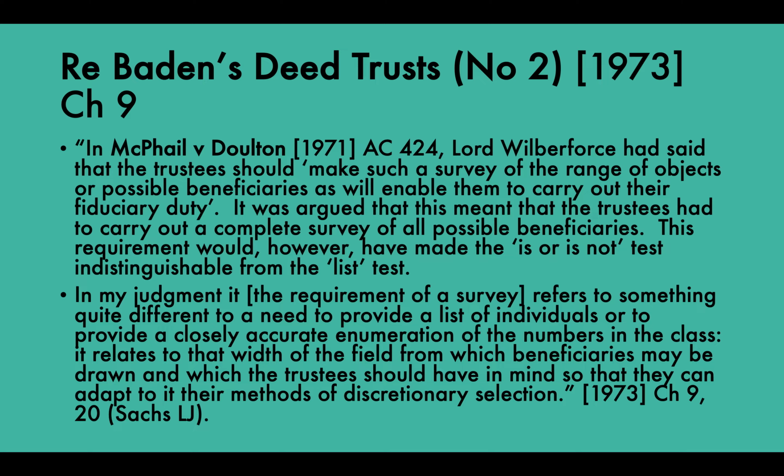In my judgment, the requirement of a survey refers to something quite different to a need to provide a list of individuals or to provide a closely accurate enumeration of the numbers in the class. It relates to that width of the field from which beneficiaries may be drawn and which the trustees should have in mind so that they can adapt to it their methods of discretionary selection. So here, Sachs said that the requirement of a survey is actually quite different from the list test. It just helps the trustees understand the breadth of potential beneficiaries to keep in mind when exercising their discretion.